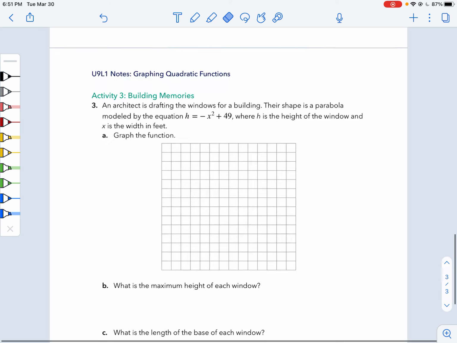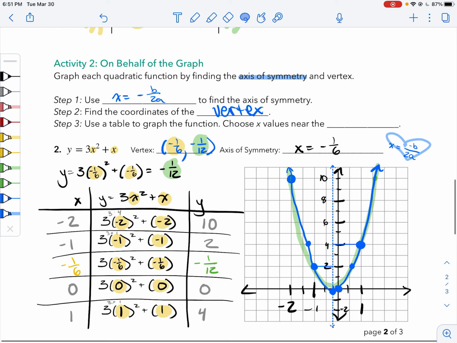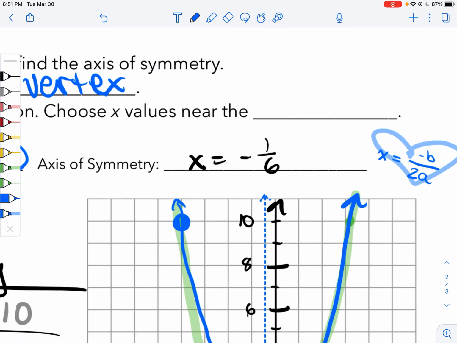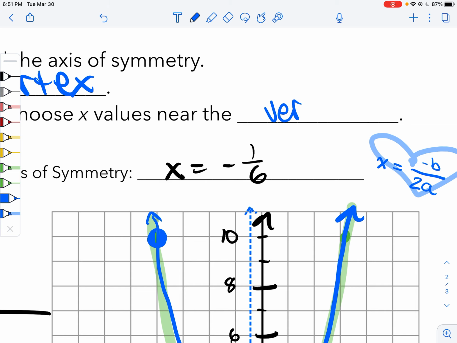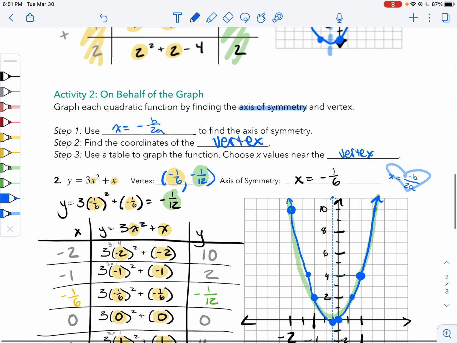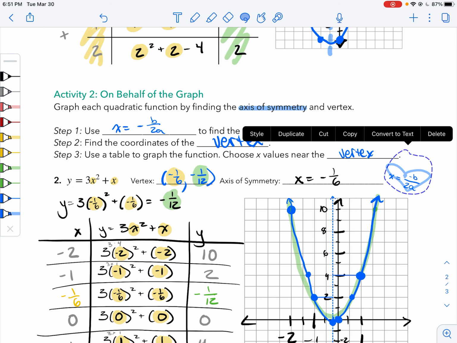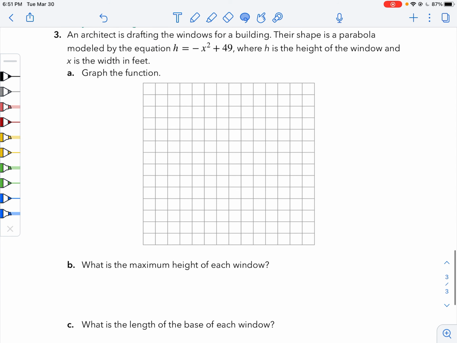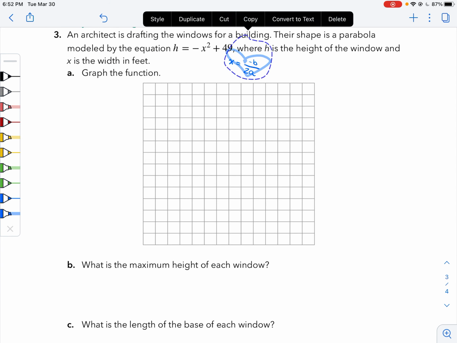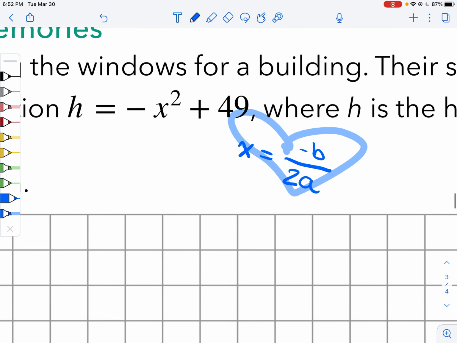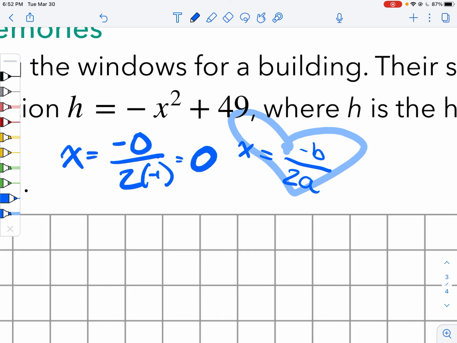Let's figure out what its axis of symmetry is going to be. We need to pick x values near the vertex. Okay, so our axis of symmetry is going to be at x equals -b over 2a. We have no b value, so -0 over 2 times a. a is -1. But that's okay, 0 divided by anything is 0. So our axis of symmetry is at x equals 0.